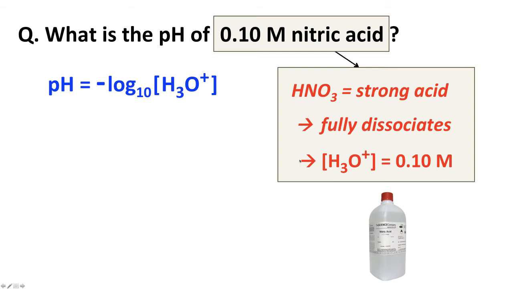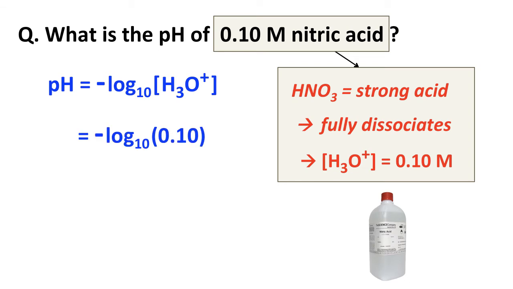So in general, we're going to have to figure out the H3O+ concentration. In the case of a strong acid, it happens to be exactly the molarity of the solution, but generally speaking, that's not something we can assume. Well, in this case, it is the case.